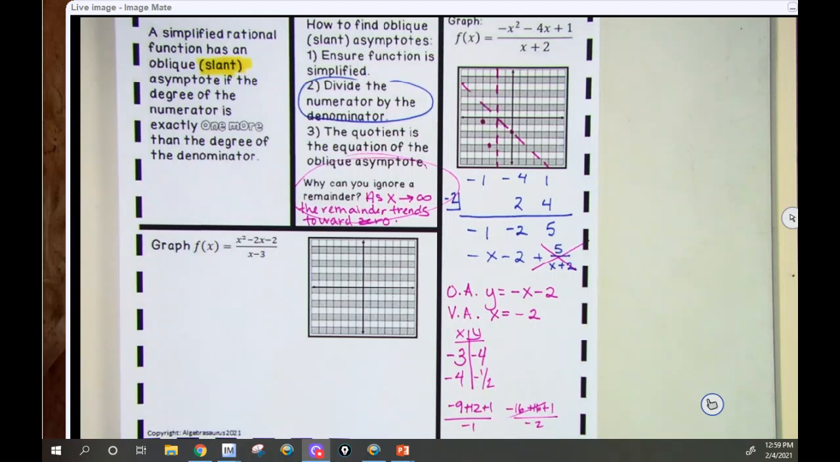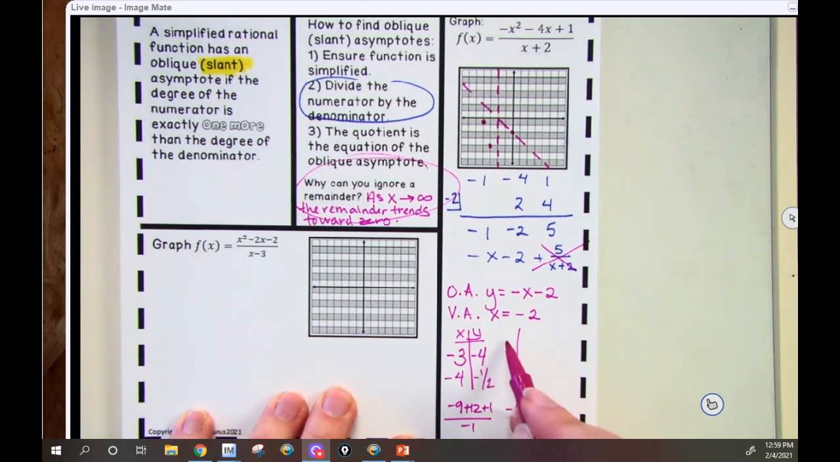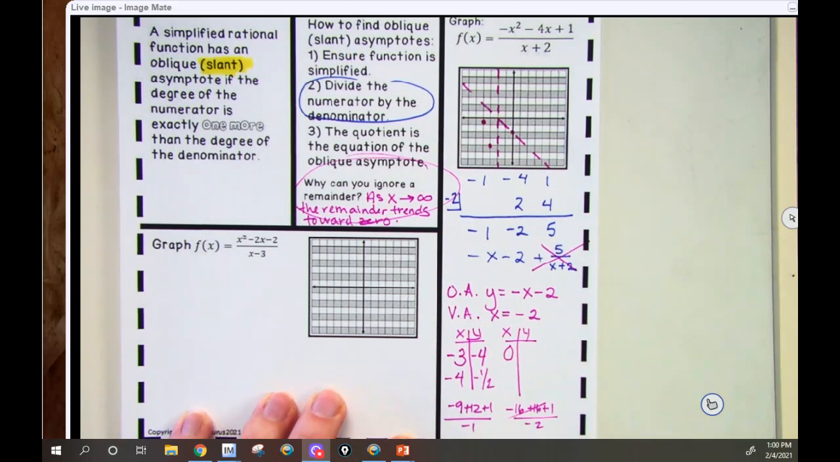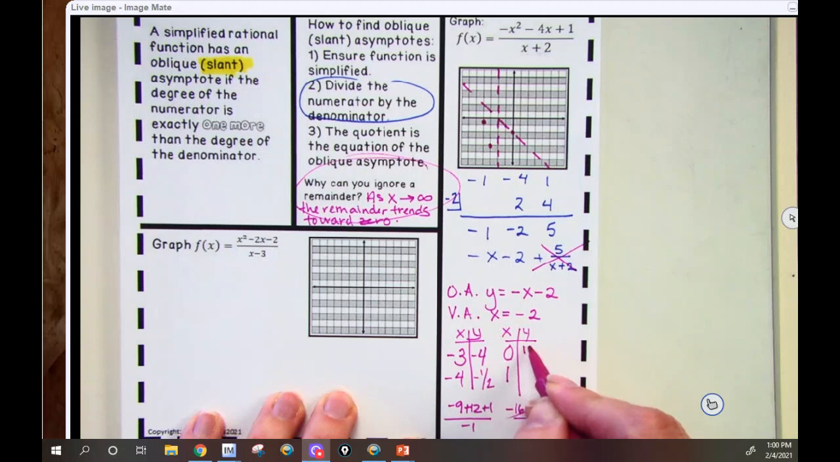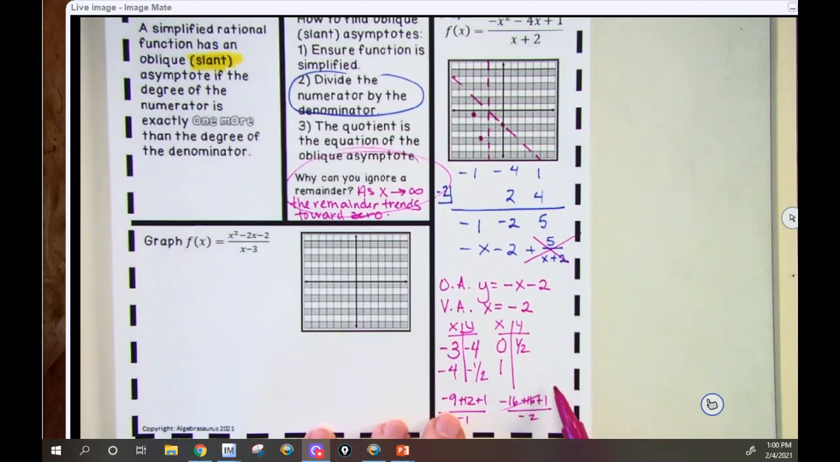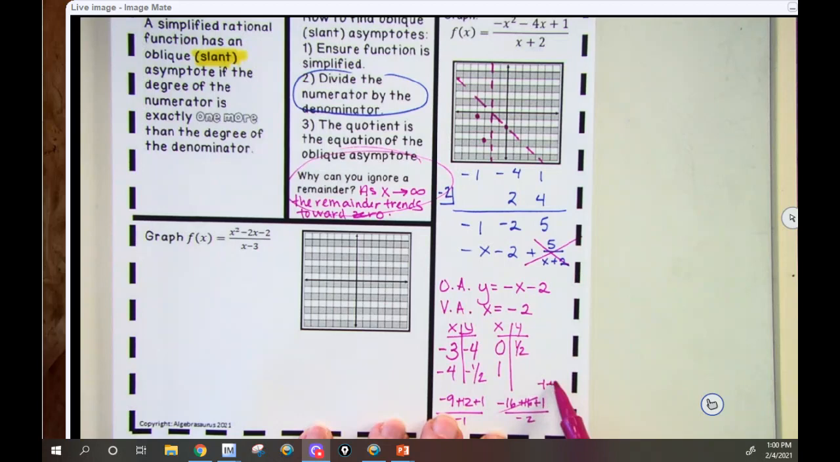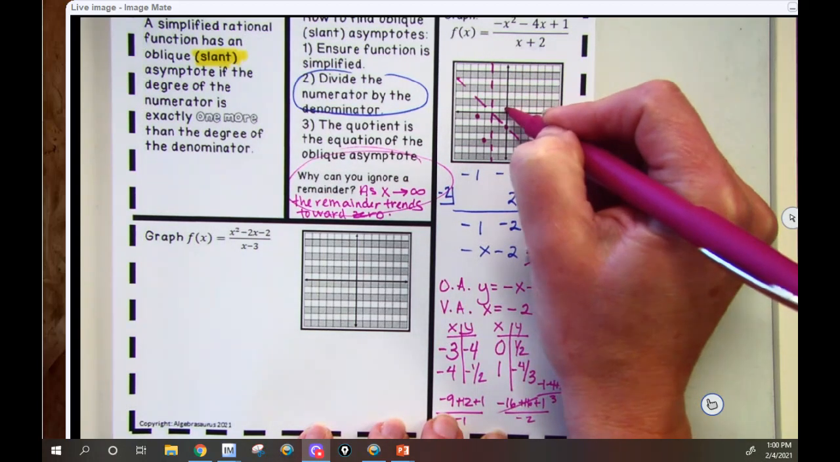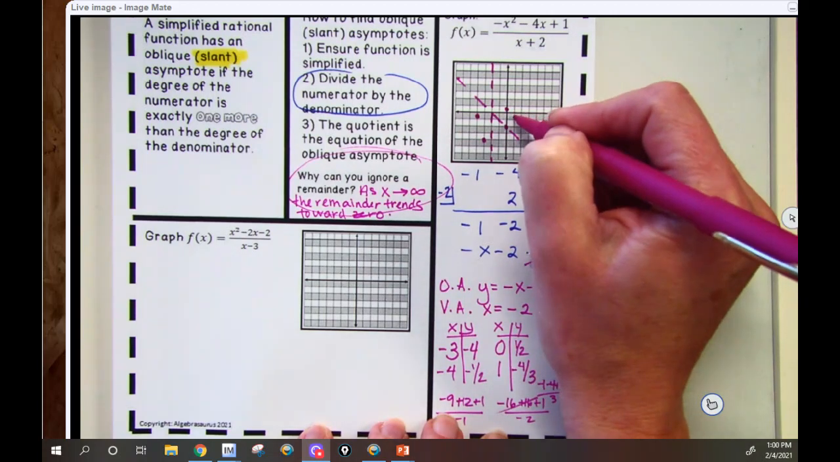All right, so now let's do the other side. X, Y. I choose 0. You guys choose one more. 1. All right. At 0, I get 1/2. And then with 1, we get -1 minus 4 plus 1 over 3. So that would be -4/3. So at 0, it was 1/2. At 1, it was -1 and 1/3.